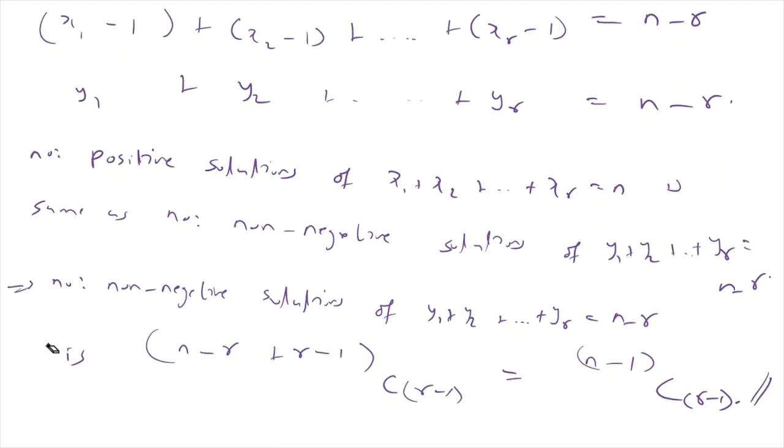But we know the answer for this one. The number of non-negative integer solutions of y1 plus y2 plus so on up to yr is equal to n minus r is n minus r plus r minus 1, choose r minus 1, which turns out to be n minus 1, choose r minus 1. So these are the total number of positive solutions of the equation x1 plus x2 plus so on up to xr is equal to n.